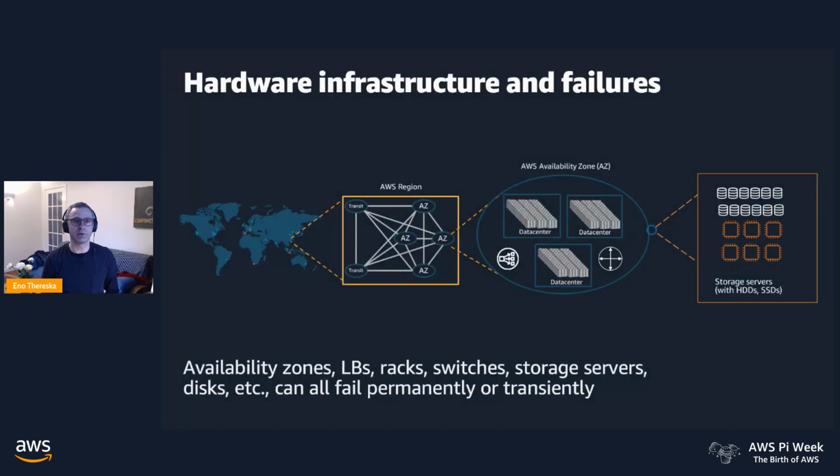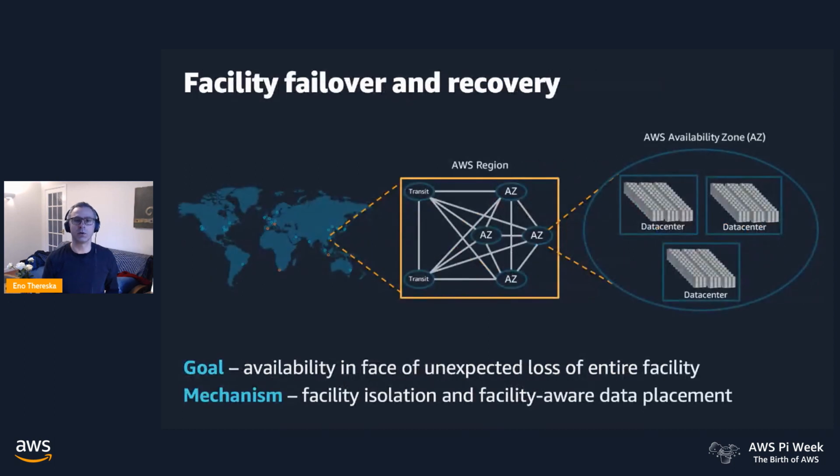So let's start with some of the hardware infrastructure and failures. Back to this picture I showed earlier on. Let's take a top-down approach. So we had availability zones. We had load balancers, rack switches. So let's start from the top. The first thing is, let's talk about facility failover and recovery. Buildings can fail. These are super rare events, but they can happen. You can have things like power cuts, flooding. You can have earthquakes and other hazards.